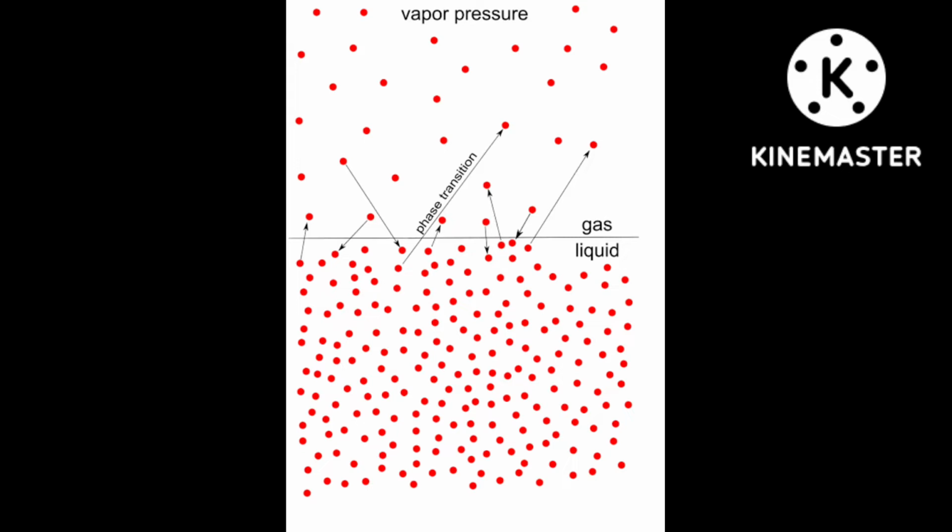What is the boiling point? Understood? The temperature at which vapor pressure becomes equal to the atmospheric pressure is called the boiling point. Okay, this is a very important concept I told you. At that temperature only, the liquid will boil. Okay, I have briefed you.